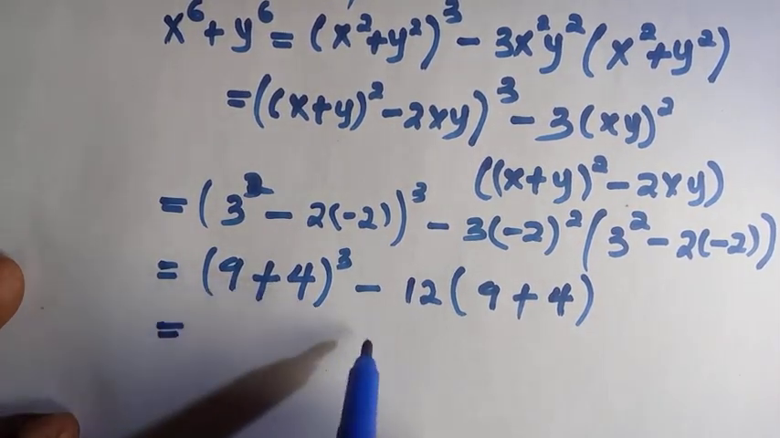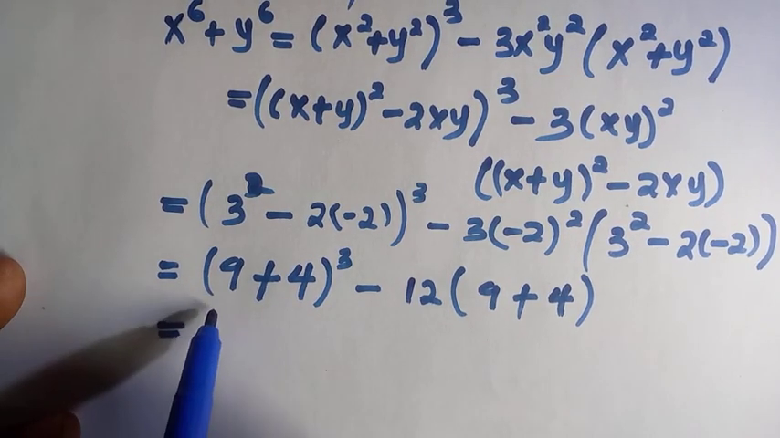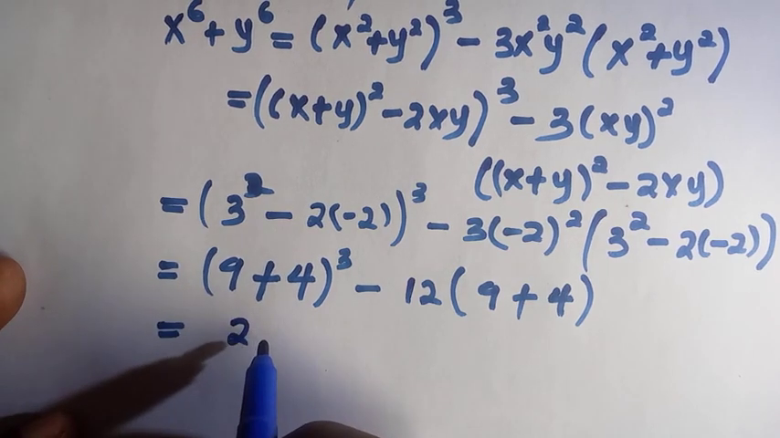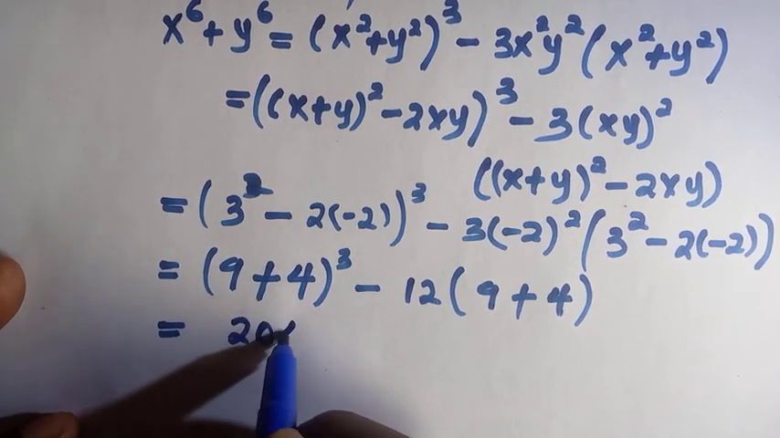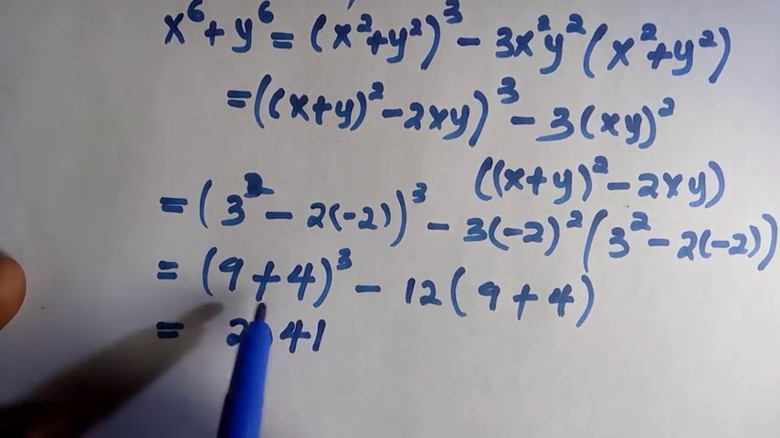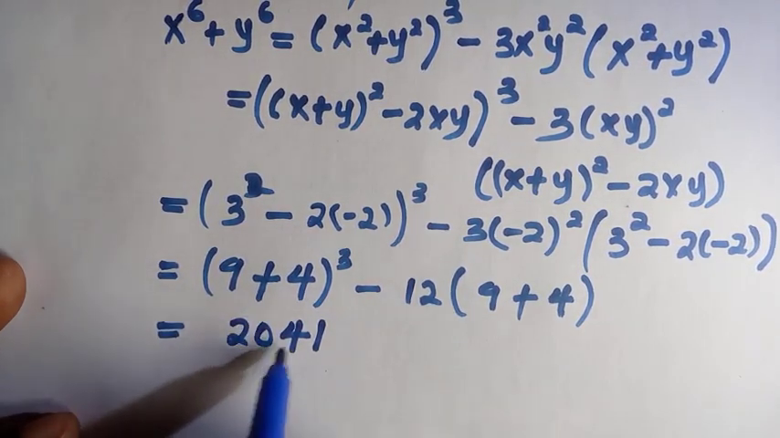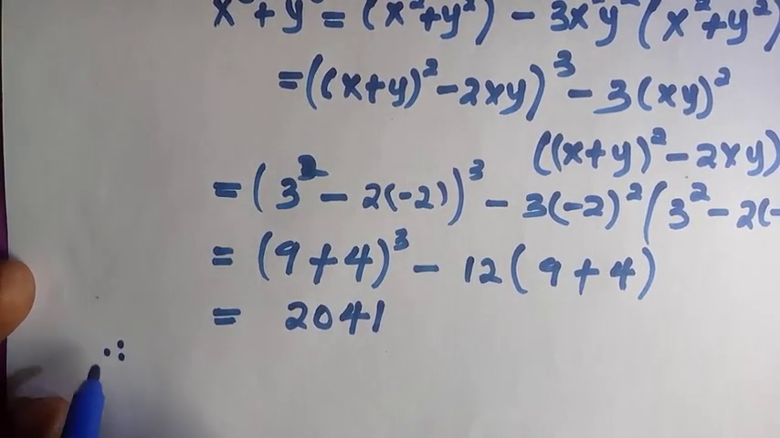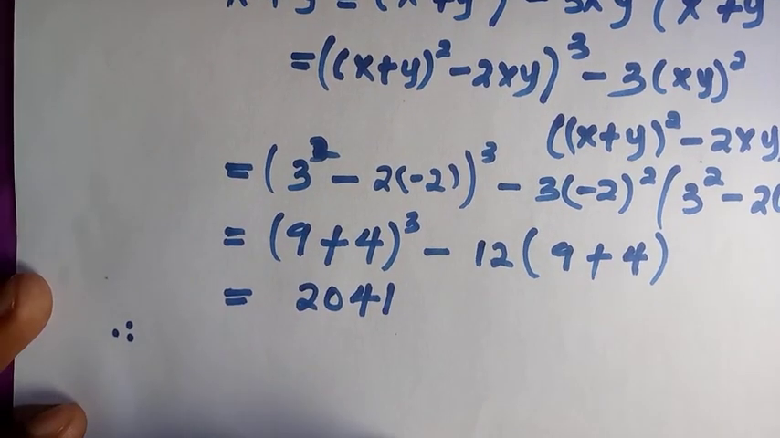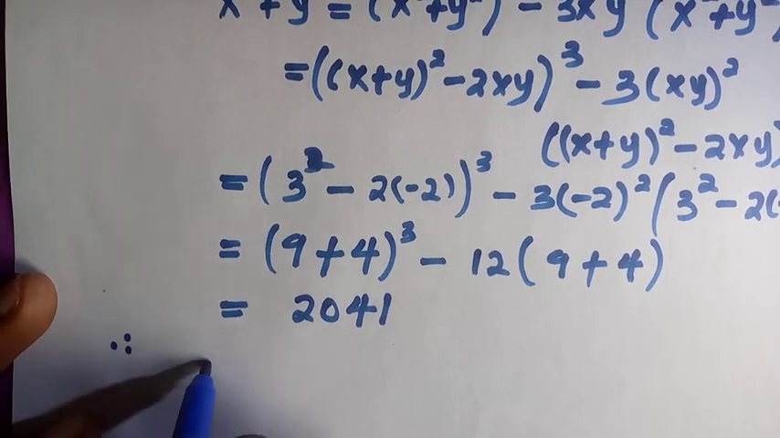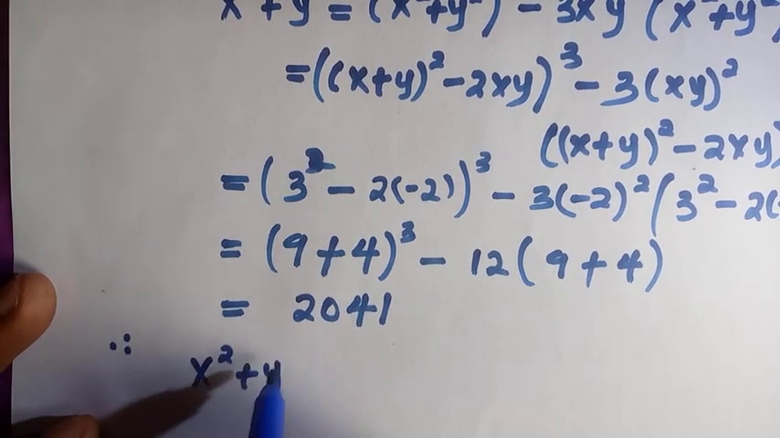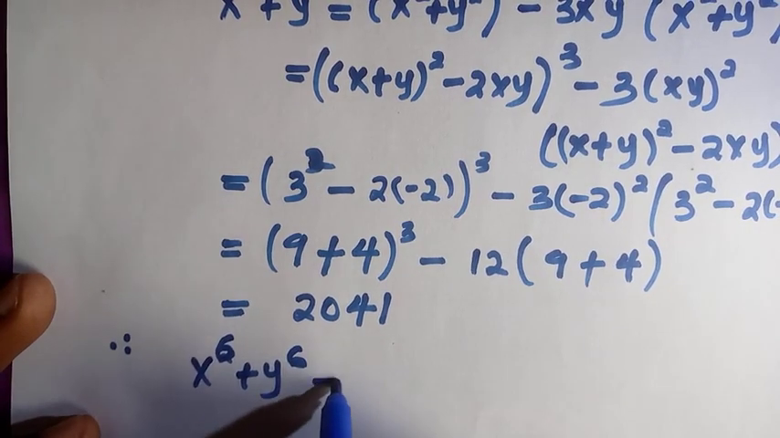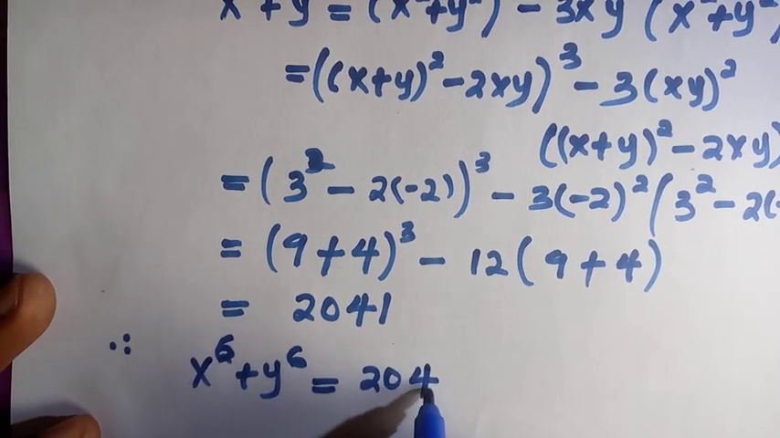So everything here, if we expand, is 13 raised to power 3 minus 12 multiplied by 13. The sum of everything is 2041. So that is the sum of x raised to power 6 plus y raised to power 6, which equals 2041.